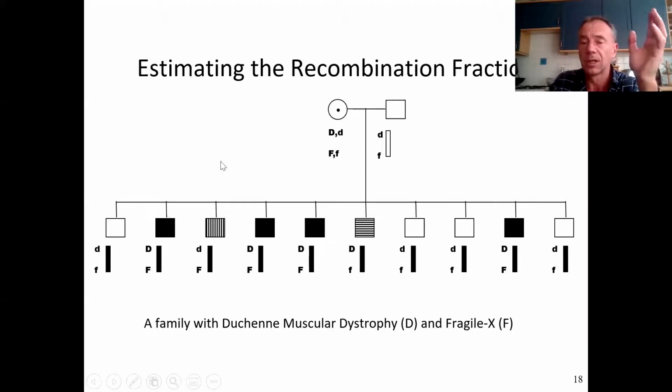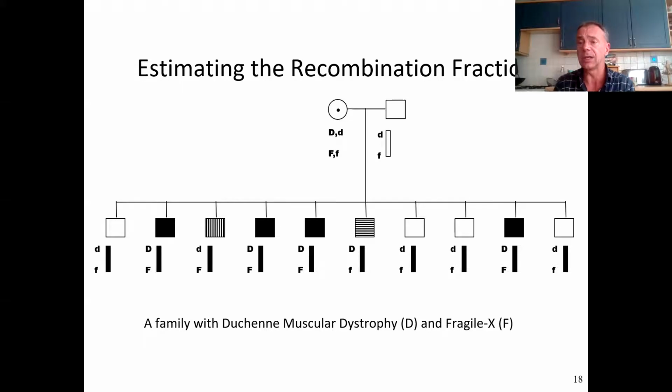Now we know that the father was normal. He didn't have Duchenne or Fragile X, so we'll give him a little d and a little f. And we know that this mother didn't have either, so she can't have two copies of the mutation, but she's got affected sons, so she must have at least one copy. So she's got one. So we know that she's got one normal Duchenne gene and one abnormal one, and one normal Fragile X and one abnormal one. So we know everybody's alleles at these two loci.